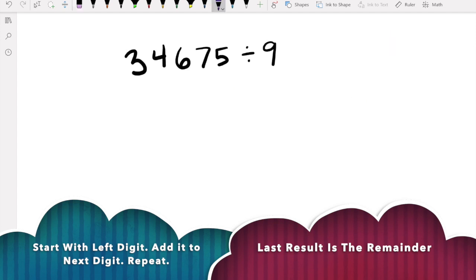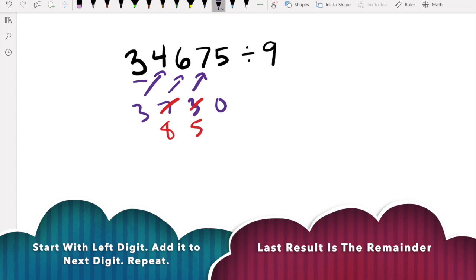Okay, last one. I just took a completely random number out of my head, 34,675. So we drop the 3. You do 3 plus 4, which is 7. 7 plus 6, which is 13. So I put the 3 here, and then I carry the 1. Then 13 plus 7 is 20. So I put a 0 here, and I carry the 2.